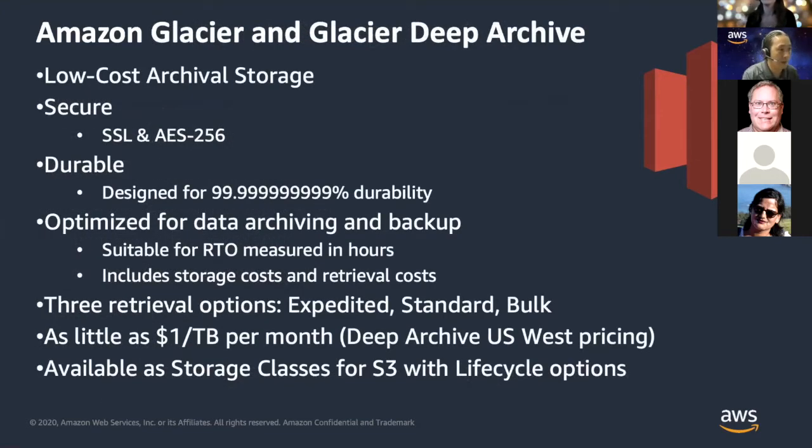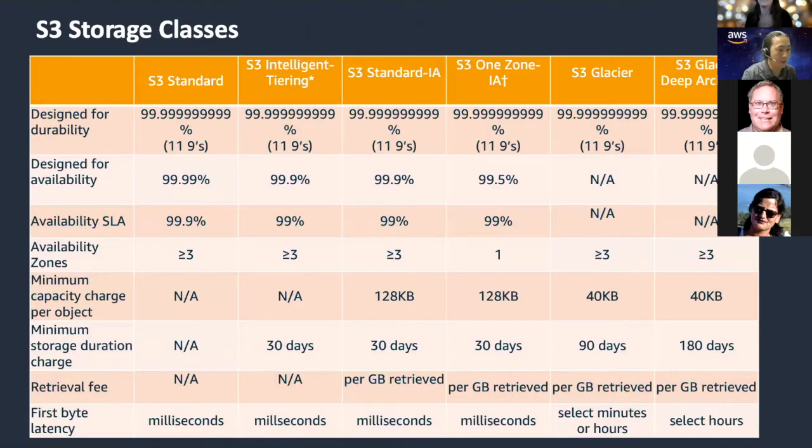You also have things like Glacier Deep Archive. These are the kind of low-cost archival storage options, right? They're designed for 11 nines of durability, and they're designed for archival solutions. So you have to pull the data back. It might take hours to get data back, but it can be very, very cheap. This is more for afterwards. This is kind of a big chart about all the different features of the different classes.